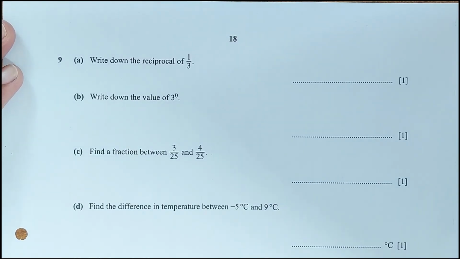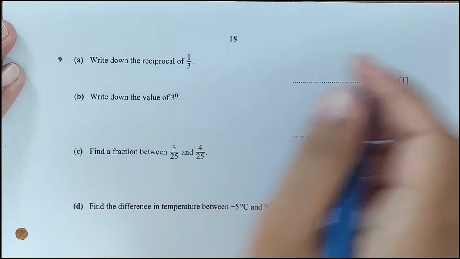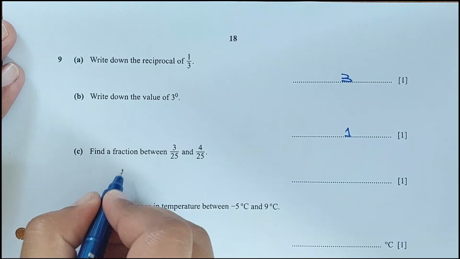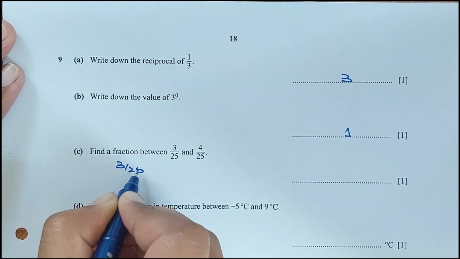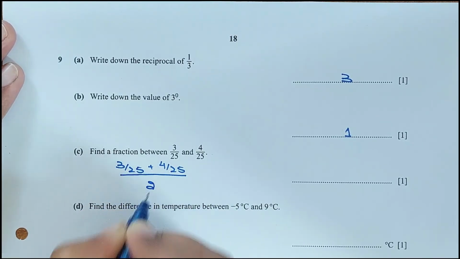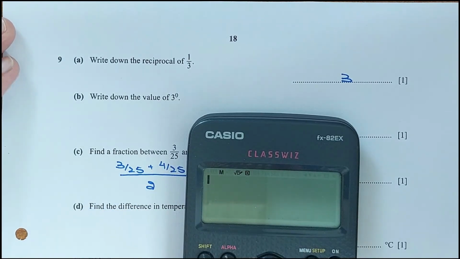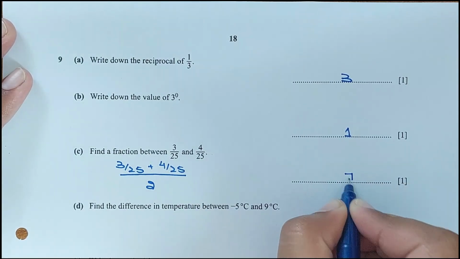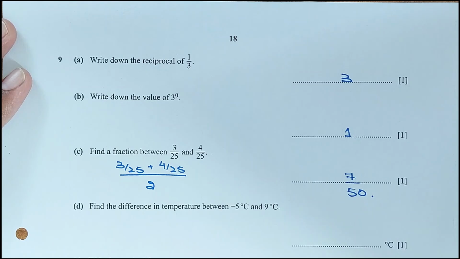Question number 9, part A, write down the reciprocal of 1/3, which is 3. Part B, write down the value of 3 to the power 0. Anything to the power 0 is equal to 1. Part C, find a fraction between 3/25 and 4/25. So 3/25 plus 4/25 divided by 2 is 7/50. This is a fraction that lies between the two given fractions.